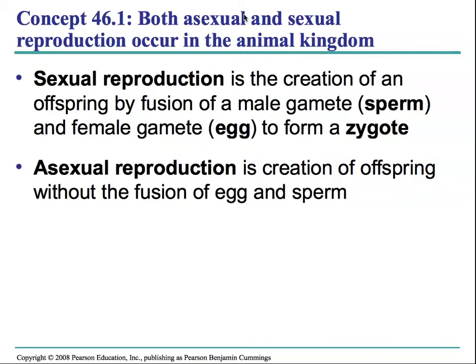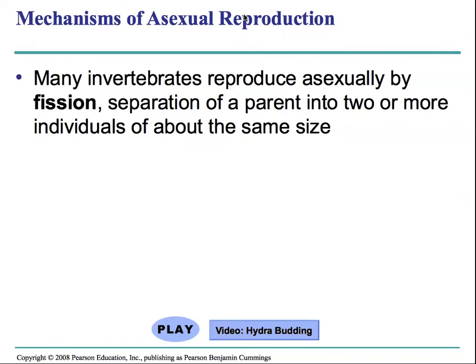If you don't take sperm and eggs and put them together, it's asexual. And we'll see a variety of organisms that can do that. Some of the invertebrates can reproduce asexually by fission. An individual just splits into two and grows into two individuals. Planaria can do that. You can disrupt a planaria into hundreds of pieces, and each of the pieces will give rise to a whole new planaria.